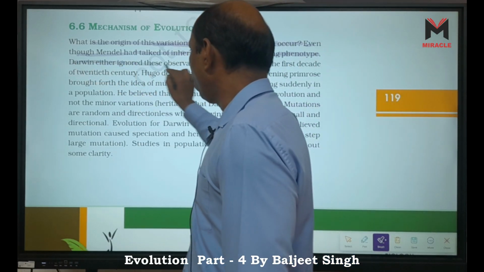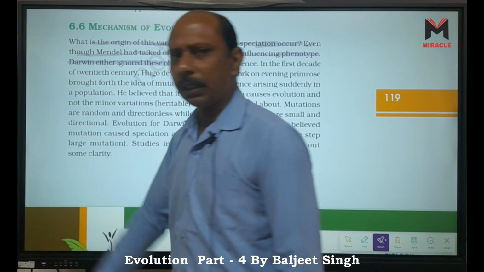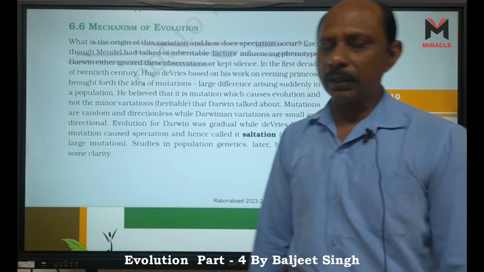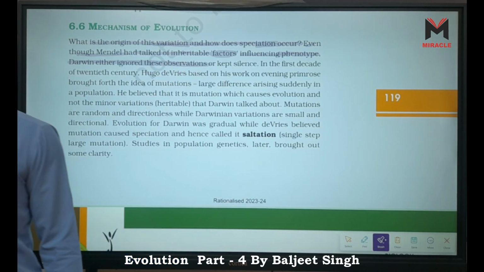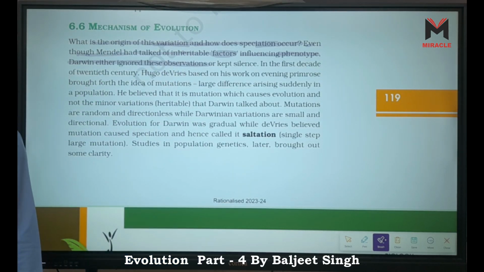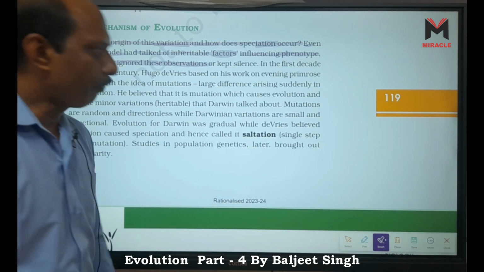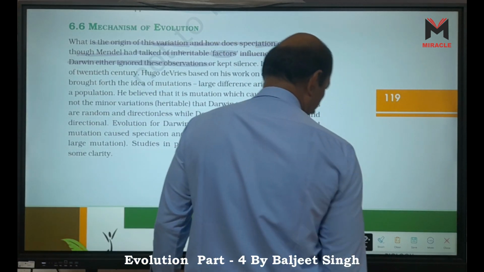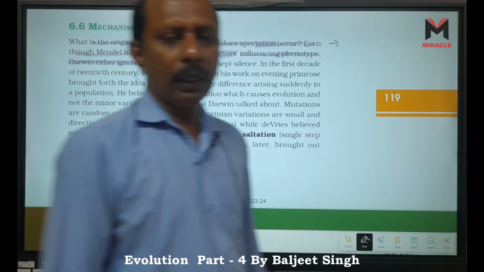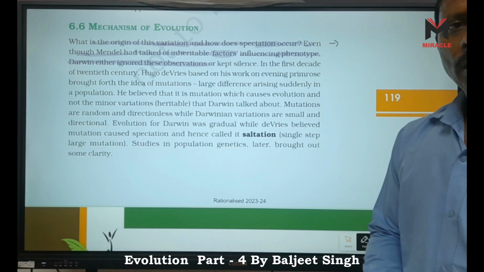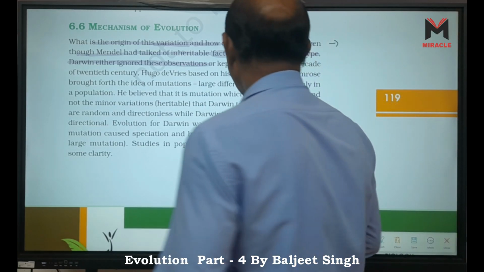Darwin either ignored these observations, because Darwin wrote his book in 1859. The name of Darwin's book is Origin of Species by Means of Natural Selection.